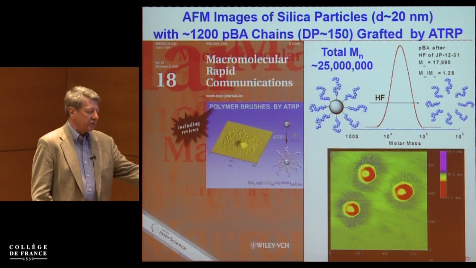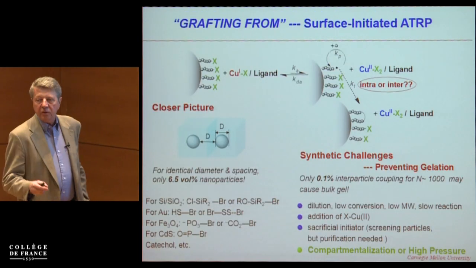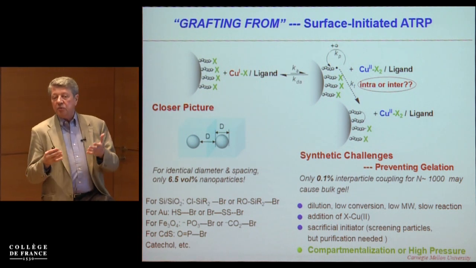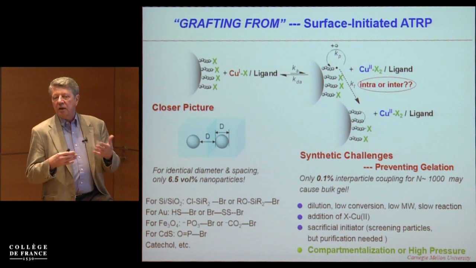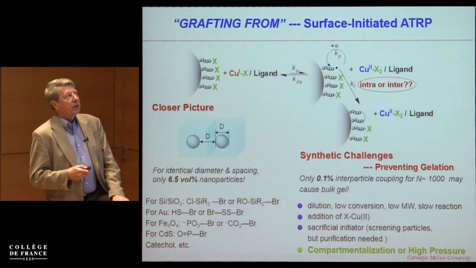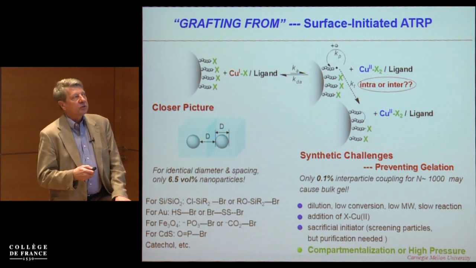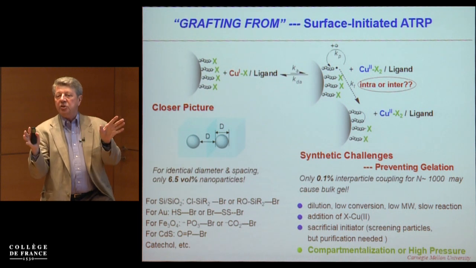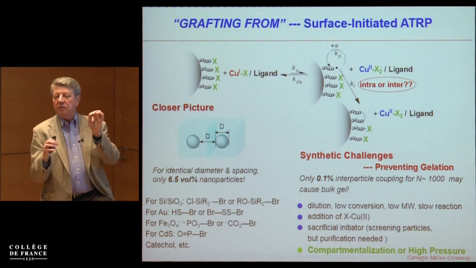However, there are some challenges, especially because you always have radical termination. Radicals terminate with rates which are diffusion controlled, and depending on the concentration of radicals, you can predict how many chains would terminate. And termination can have two different consequences. Sometimes termination can be between two radicals on the same surface, so it would be intraparticle, but sometimes also interparticle. And with interparticle termination, if you have 1,000 chains, even if 0.1% of them terminate between particles, you get a gel.